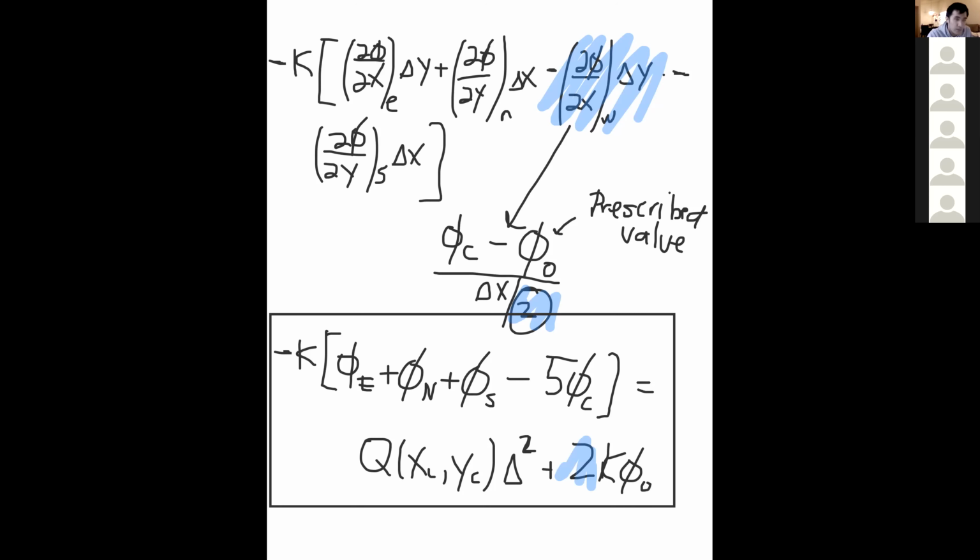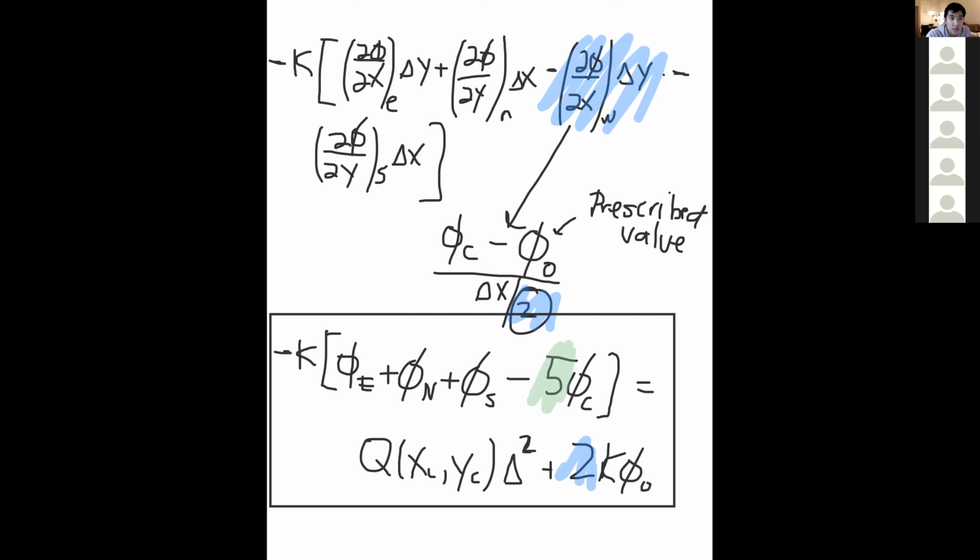But just to give you some general trends, what you should notice on the left-hand side here is that there's no phi w, right? Since we don't have a west neighbor, that value shouldn't appear on the left-hand side. We had to modify the value for phi sub c. So basically, this coefficient is changed as a result of the Dirichlet boundary condition.